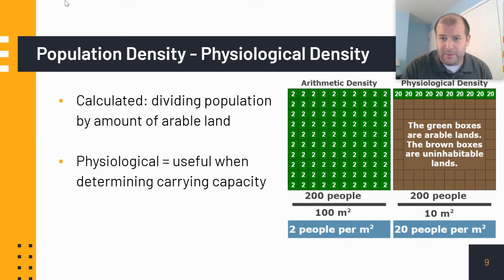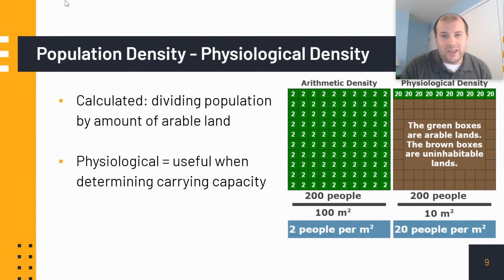Okay, and if you look at the image here on the right, you have the same geographic space and you have the arithmetic density versus the physiological density. As you can see, those brown boxes represent land that is non-arable. So most of that geographic space is not suitable for widespread human habitation. So if I calculate the two numbers now, my arithmetic density is 2 people per square mile, while the physiological density is 20 people per square mile. That's a significant difference. So why does physiological density matter?